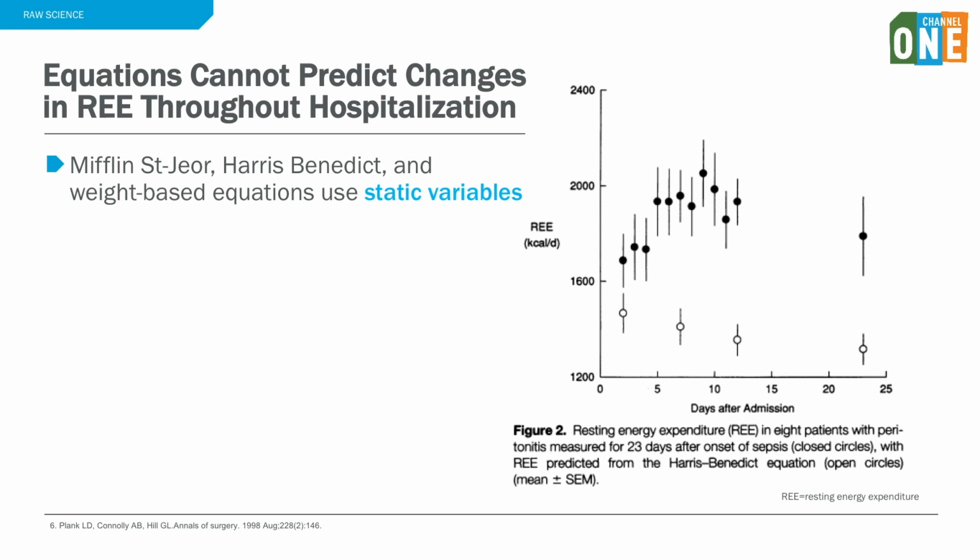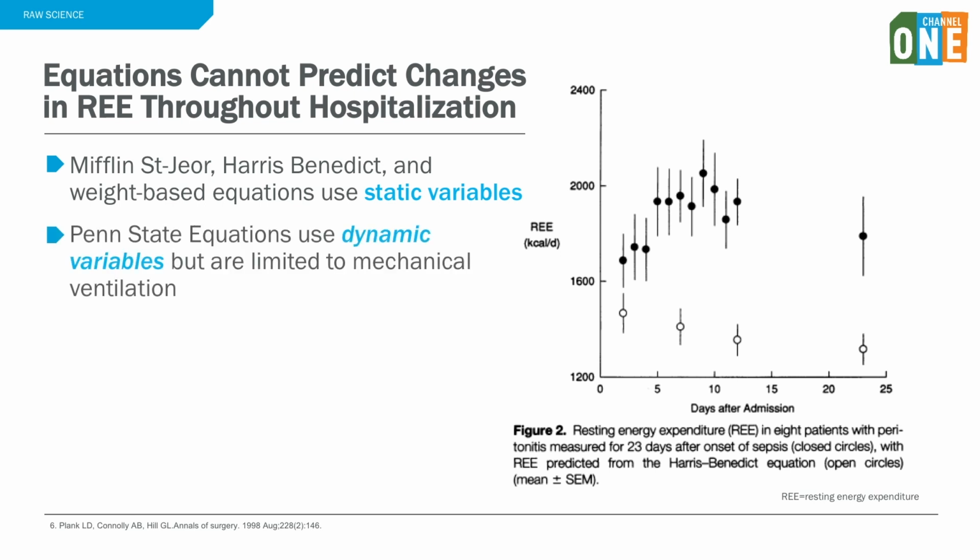The Penn State equation, on the other hand, uses dynamic variables of minute ventilation and maximum body temperature, but this is only useful for patients on a ventilator and can't begin to capture the energy needs of patients in the late phases of critical illness who are trach collar trialing or off the vent permanently.